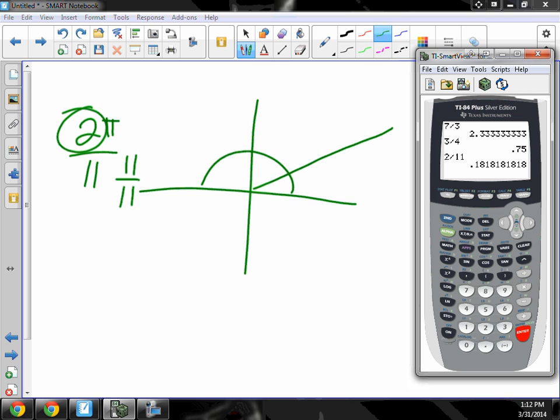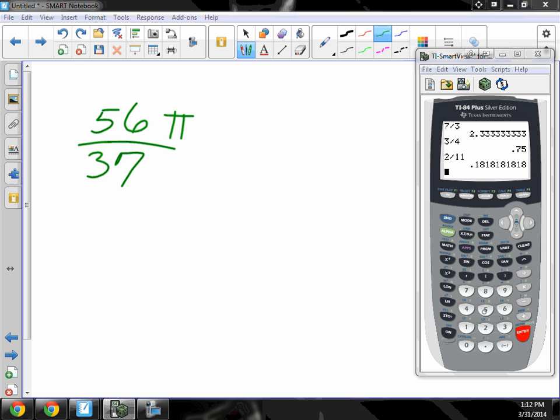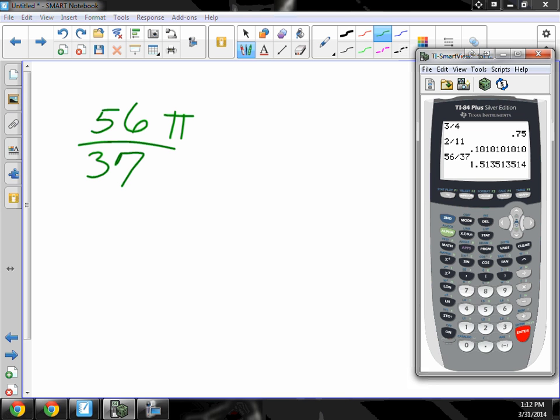Okay. What about 56/37 pi? I have to put the pi. If you forget the pi, then it changes everything. So 56 divided by 37 is 151%. Which quadrant is that? So this is 50, 100, 150, 151. Right there.